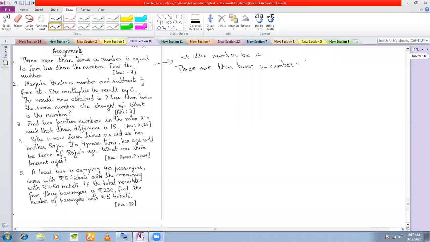Twice a number means double the number. Double the number and 3 more. So plus 3 is equal to 4 less than the number. So what is 4 less than the number? x minus 4. So what is the condition here according to this problem? 3 more than twice the number is equal to 4 less than the number. So this is our equation. You will solve this equation and you will find out the value of x, which I am sure you can do.